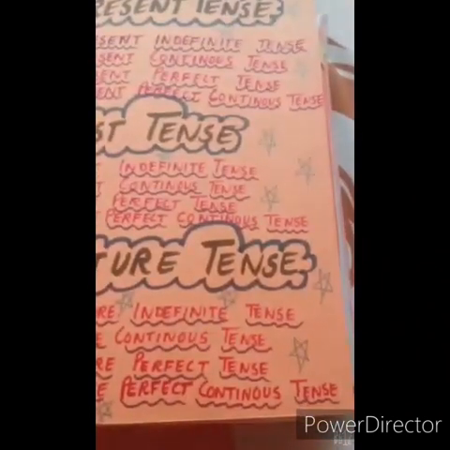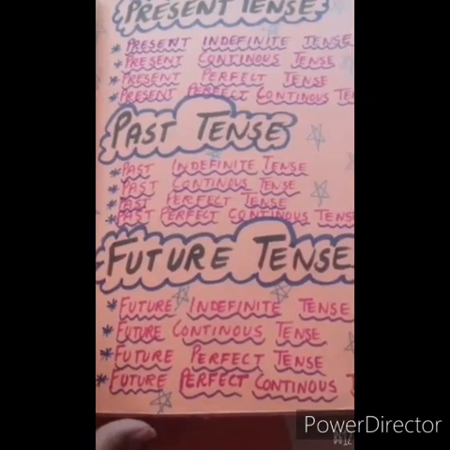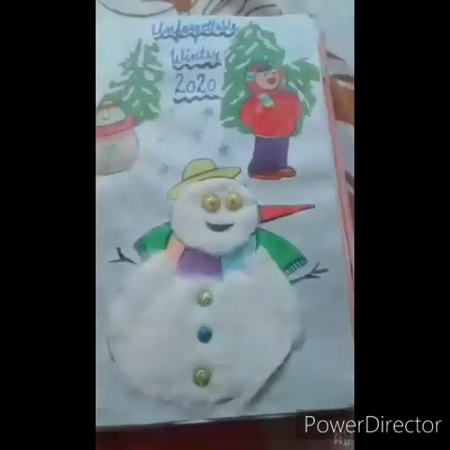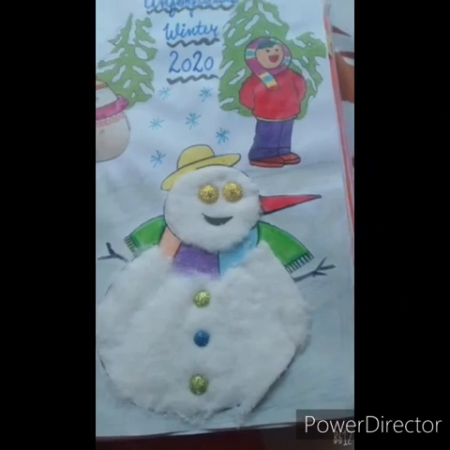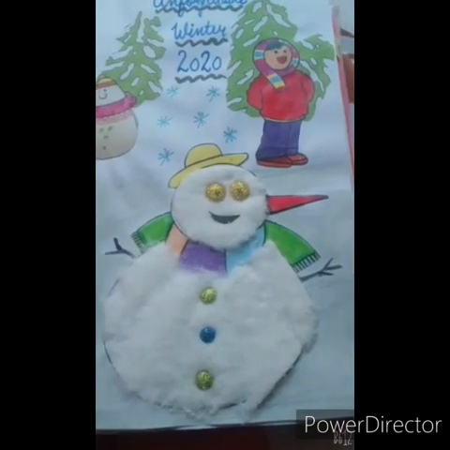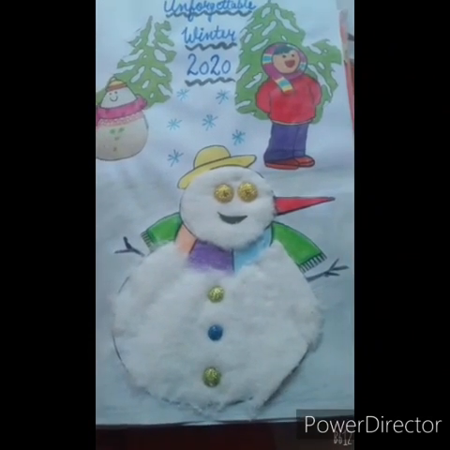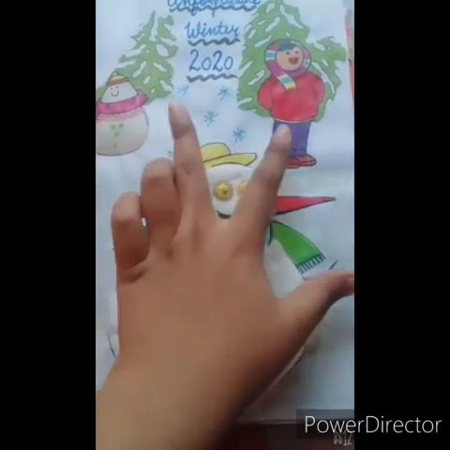So now this is the tense page. This is very easy. You have to write the types of tenses only and this page can be created easily. So here I have drawn a snowman and pasted some cotton to make it fluffy and look real. And then I have pasted some cuttings from my books above and written Unforgettable Winter 2020.